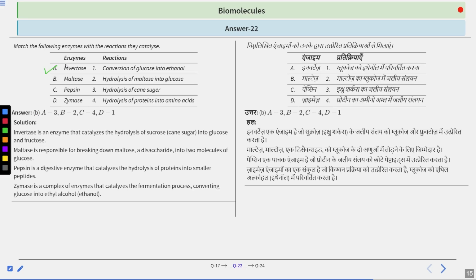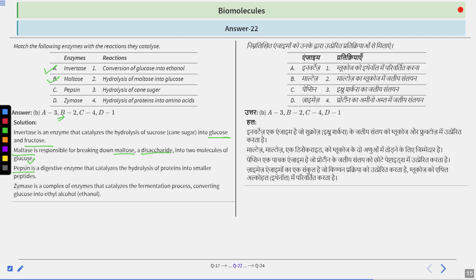Invertase, present as A enzyme, is an enzyme that catalyzes the hydrolysis of sucrose, that is cane sugar, into glucose and fructose. So invertase hydrolyzes sucrose into glucose and fructose. That's why A is connected with the third reaction, that is hydrolysis of cane sugar. Now maltase, as B enzyme, is responsible for breaking down maltose, a disaccharide, into two molecules of glucose. That's why B is connected to the second reaction, that is hydrolysis of maltose into glucose.